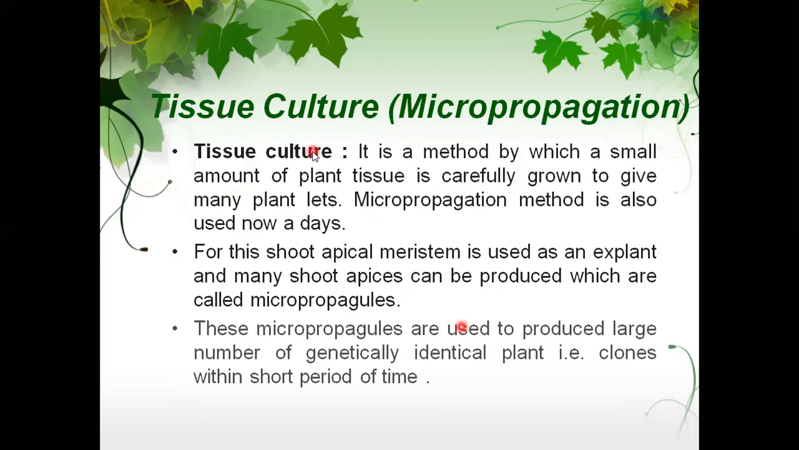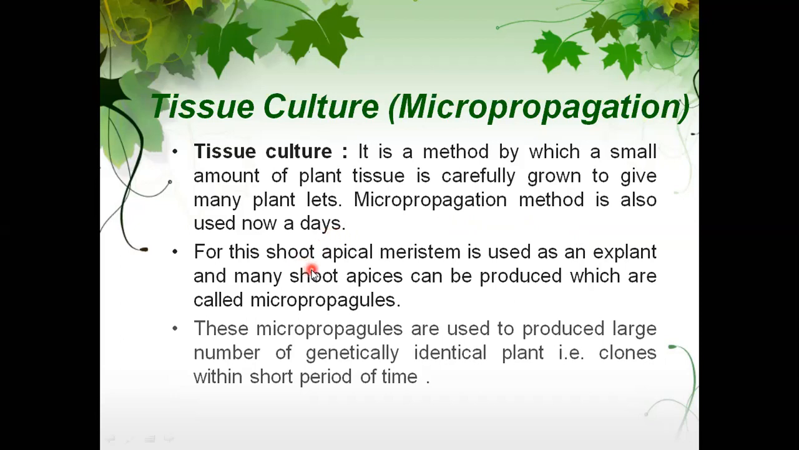Now, the last method is tissue culture and micropropagation. Tissue culture is a very important method for the propagation of plant species. It is a method by which a small amount of plant tissue is carefully grown to give many plantlets. We have to take great care while doing this tissue culture method. The micropropagation method is also used nowadays.